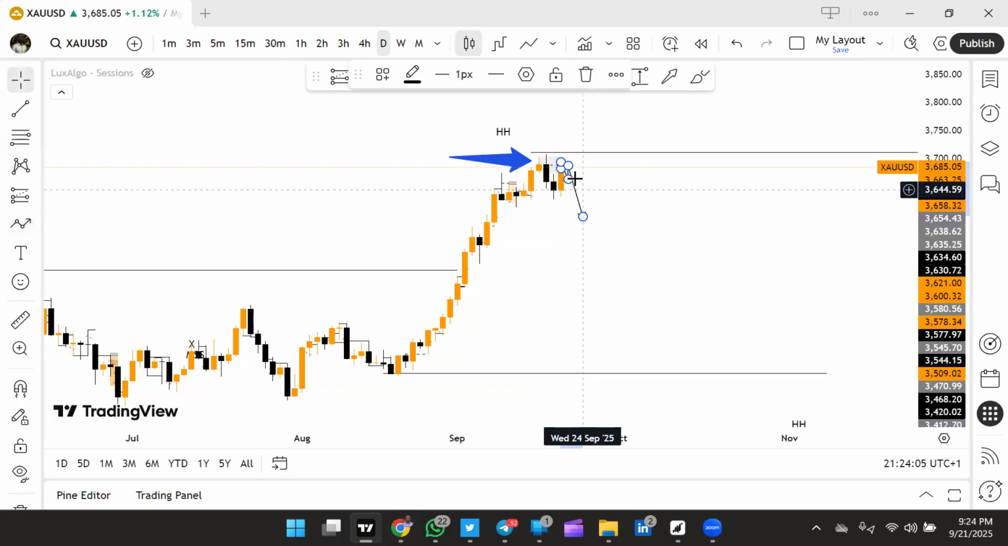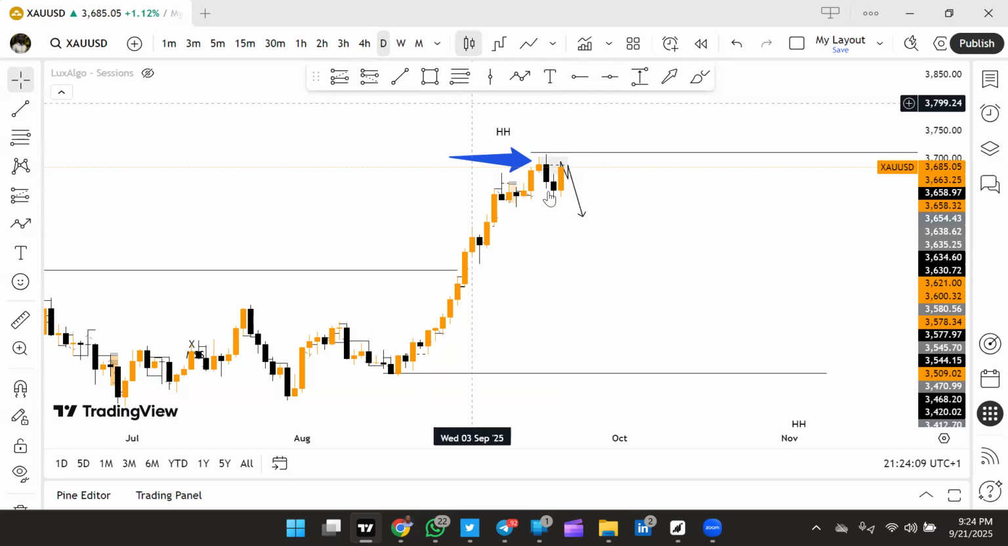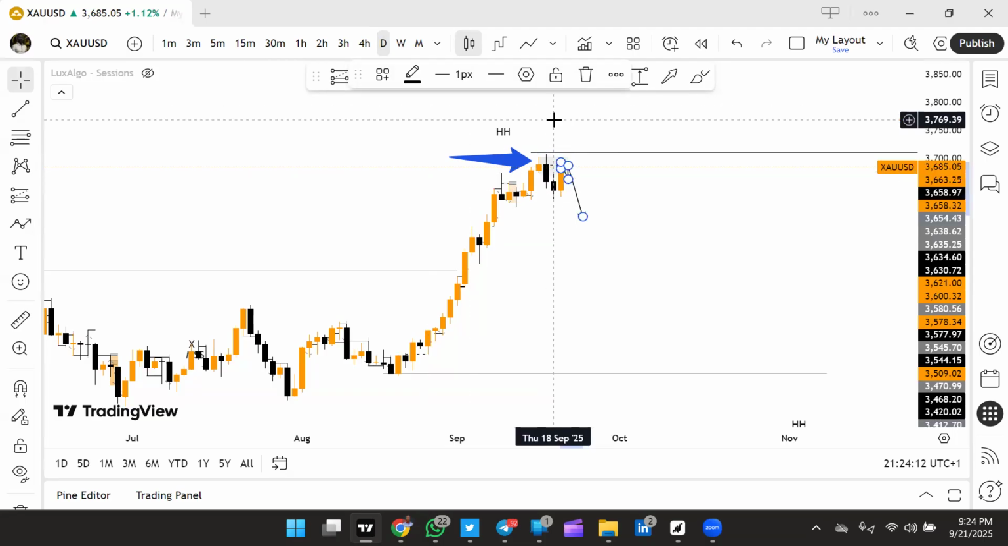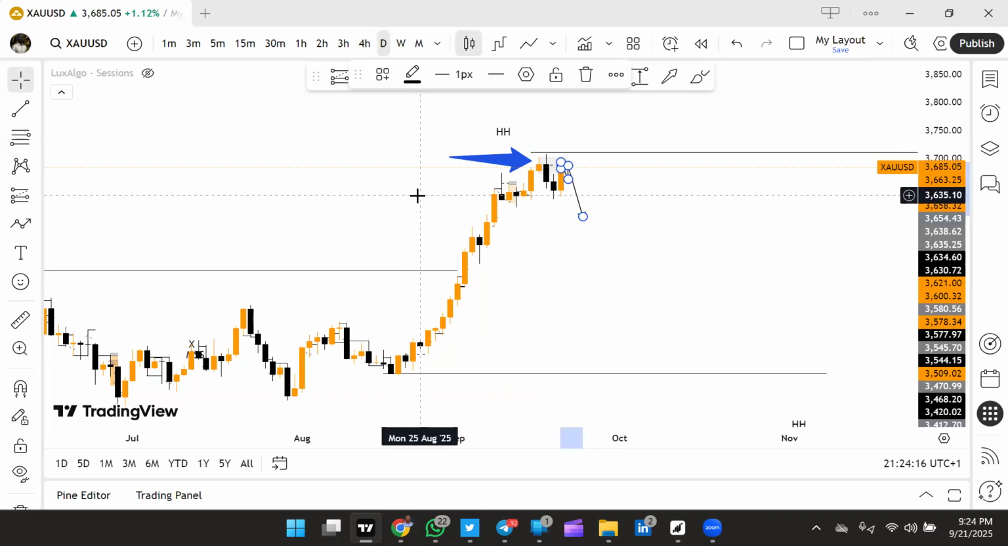If I'm able to get that market structural shift, and then what? Short to the downside. But that's for the daily time frame.